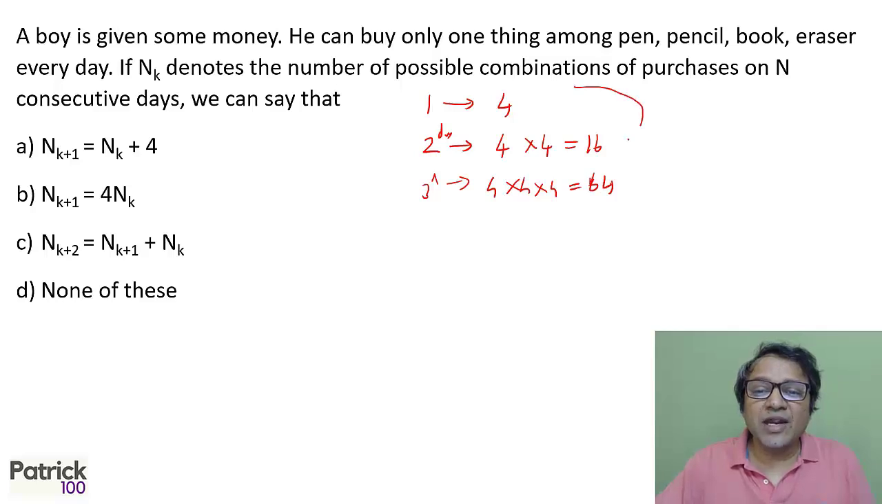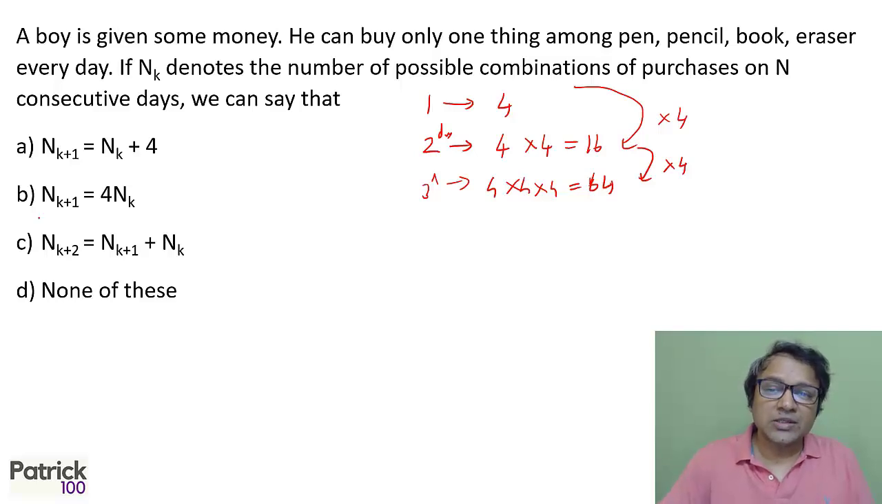So you can see every day the number of ways is multiplied by 4. Every day the possibility is 4 ways. So that means N(k+1) will be 4 into N(k). Every time you add a day, you have 4 extra chances, so you multiply with the previous number of cases. So 4 into 4, 16, 16 into 4 is 64 and so on.